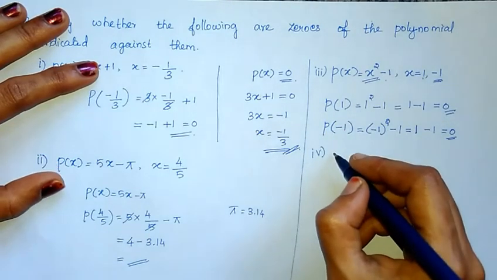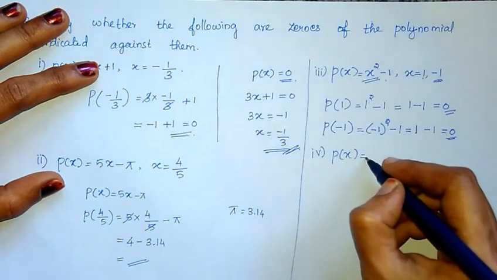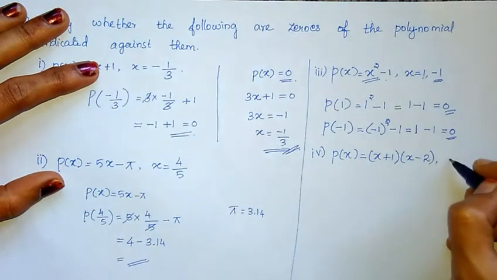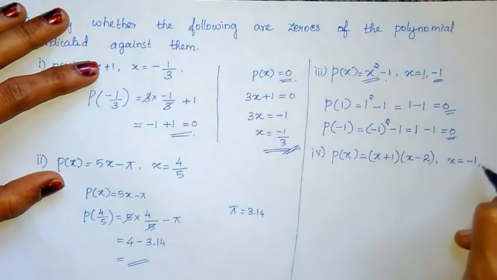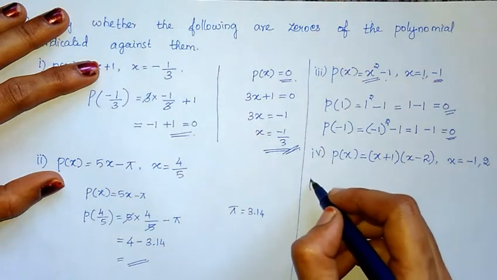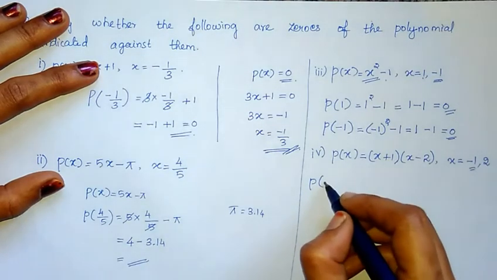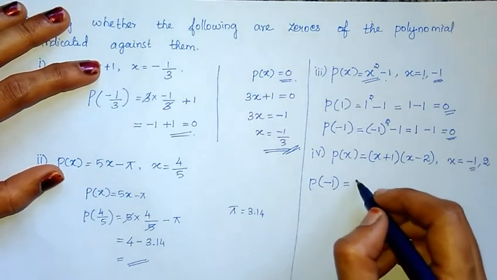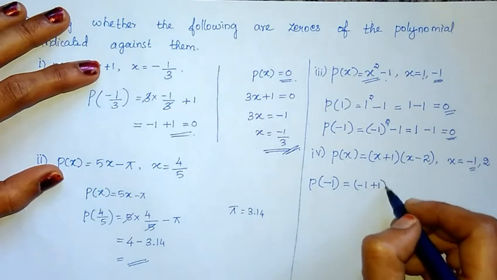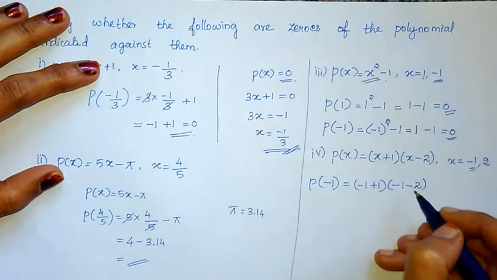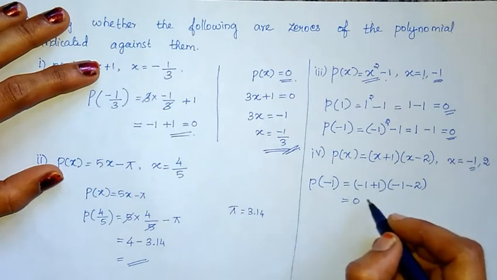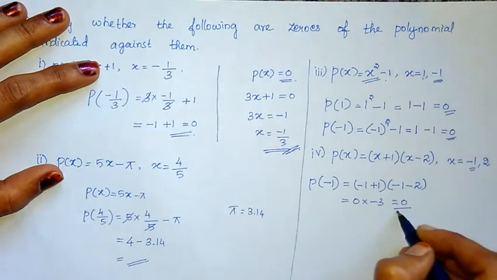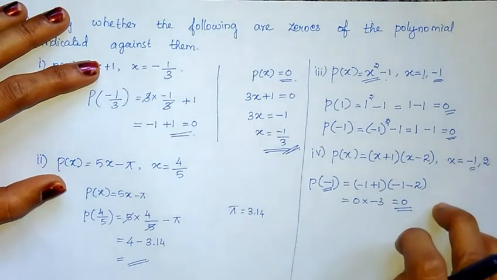Fourth one, p of x equal to x plus 1 into x minus 2. Here the values x equal to minus 1 and 2. So first apply p of minus 1, which is equal to, in the place of x apply minus 1. Minus 1 plus 1 into minus 1 minus 2, which is equal to, minus 1 plus 1 is 0. 0 into this number, minus 3, which is equal to 0. So minus 1 is a 0 of this polynomial.